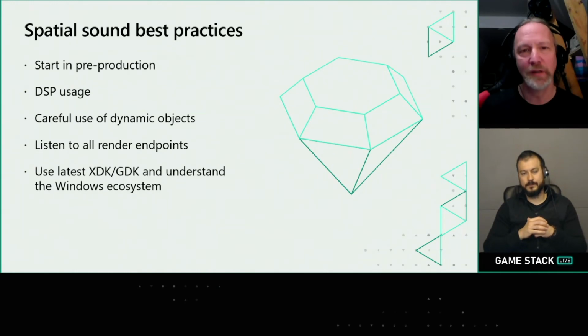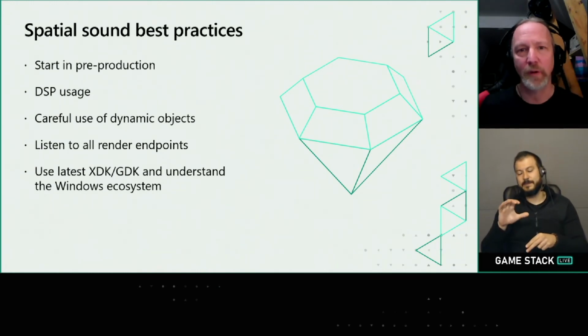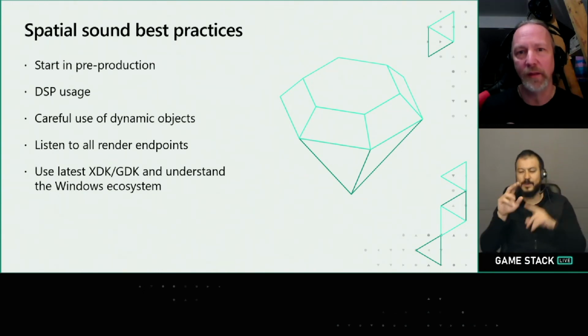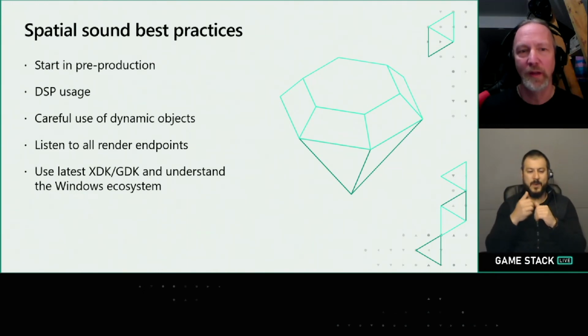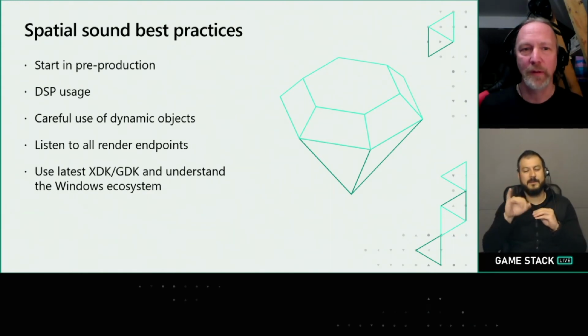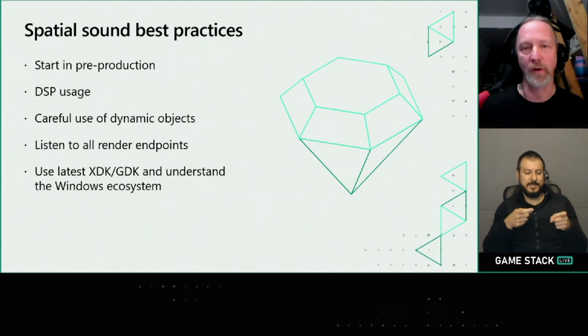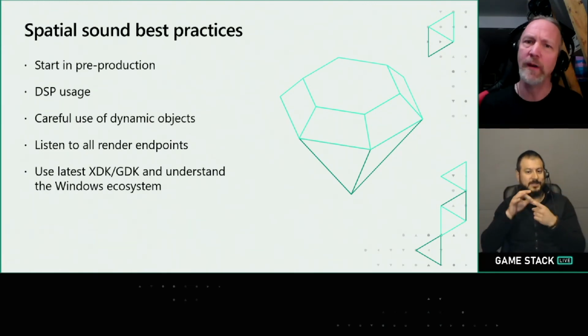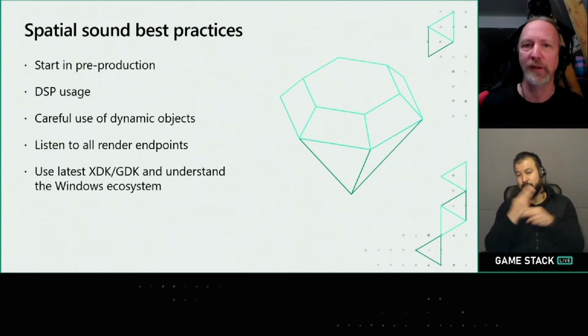Careful use of dynamic objects. Again, just remember that not only are you having to think about your DSP usage and how the dynamic objects get consumed, but there's also a limited number of these objects. So you have to make sure that you're thinking about effectively scene managing the use of those. Dynamic objects are wonderful for giving pinpoint accurate positioning of sounds, especially over headphones, but you might want to consider using them for more hero sounds.